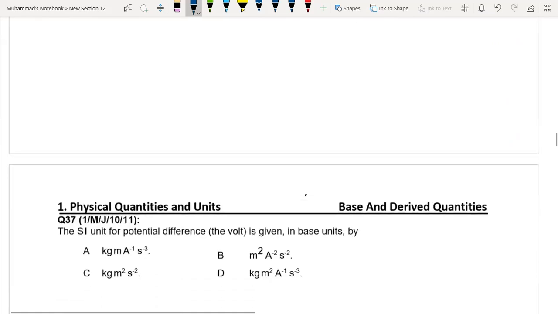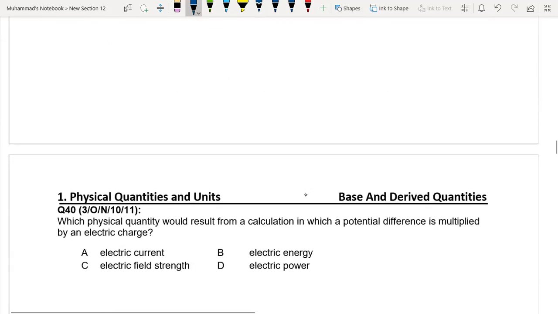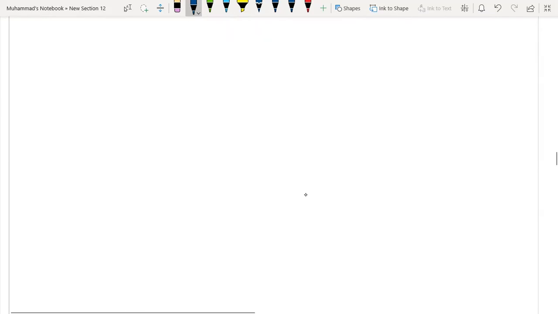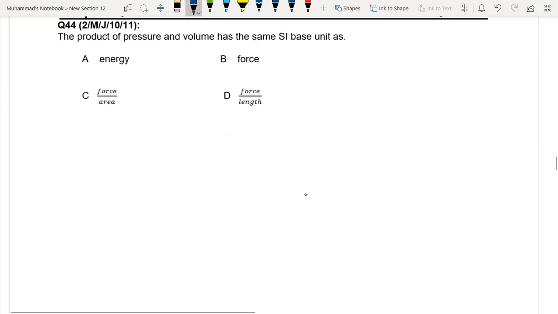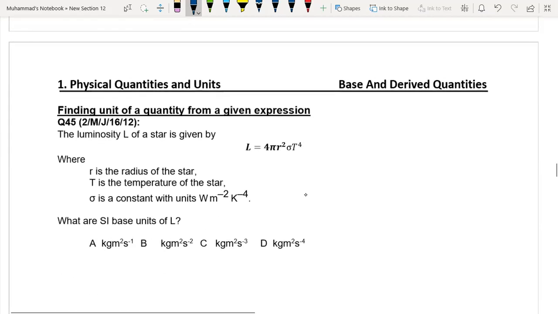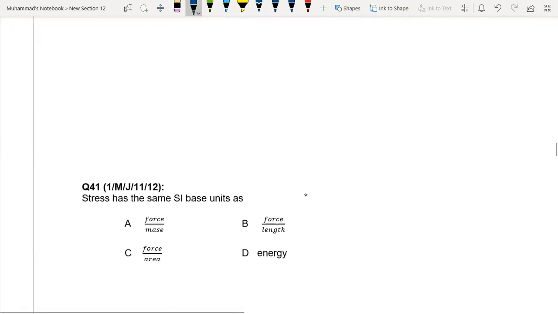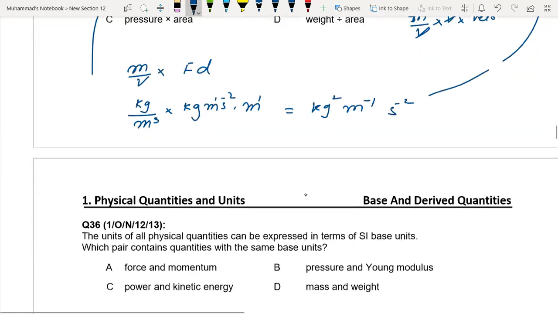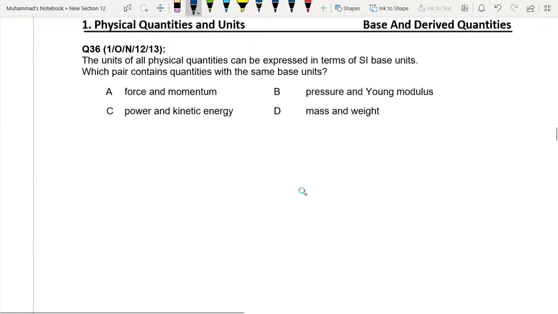36. We have to work for how many questions more? So let's work for question 36.